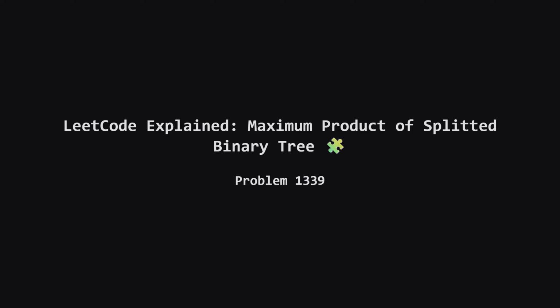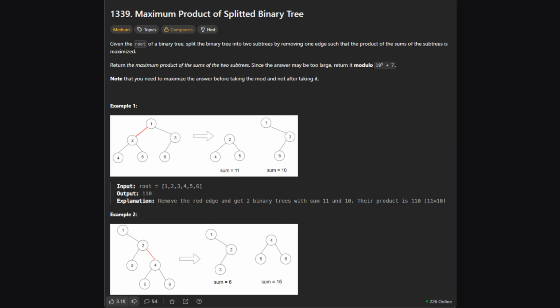Today we are tackling Leetcode problem 1339, maximum product of splitted binary tree. This is a fantastic problem because it sounds complicated, cutting edges and calculating products, but the solution relies on a very simple, elegant observation about trees. Let's dive in.